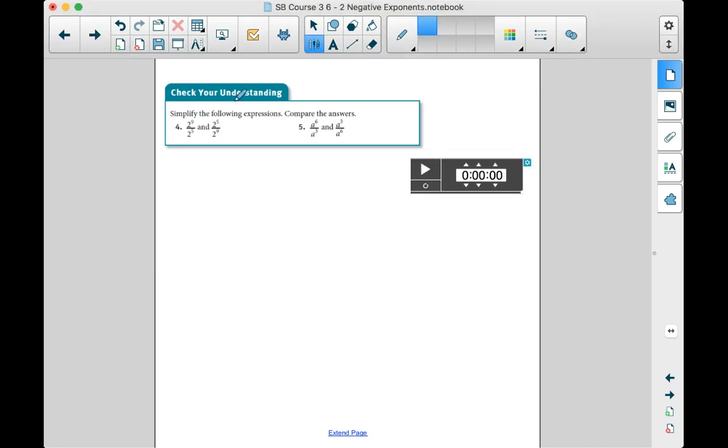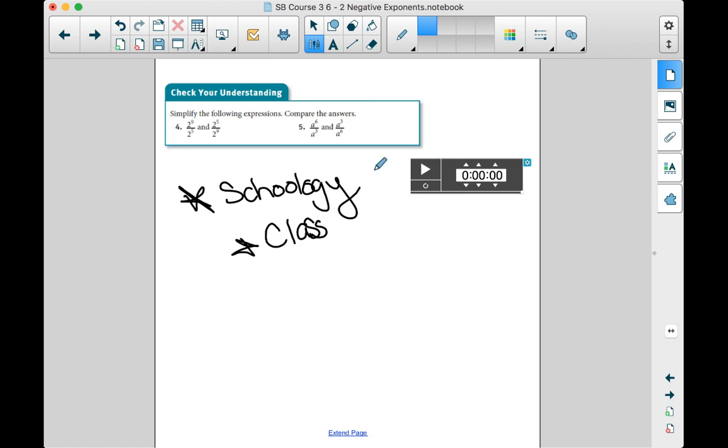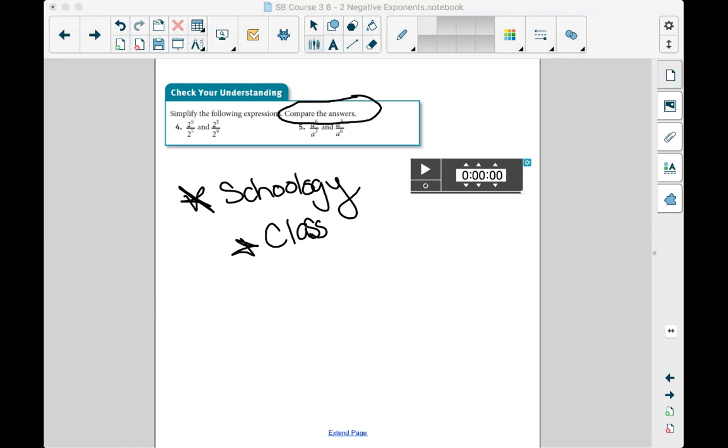Okay, so now I actually want you to do the check your understanding, but you're going to do this in Schoology. You're going to put that into Schoology, and you're going to talk about it in Schoology, and then we'll talk about this as a class. Make sure in Schoology that you spend time comparing those answers too. Great, so right now the video is ending, and you are going into Schoology and answering the check your understanding.